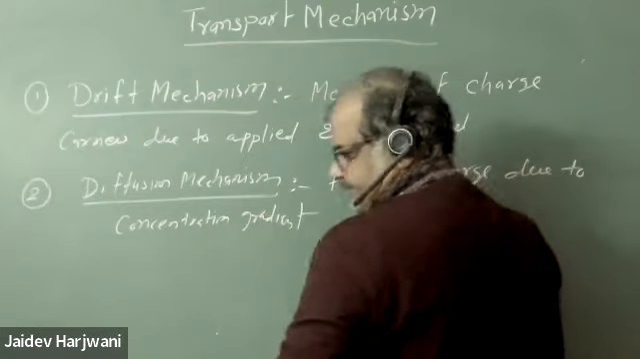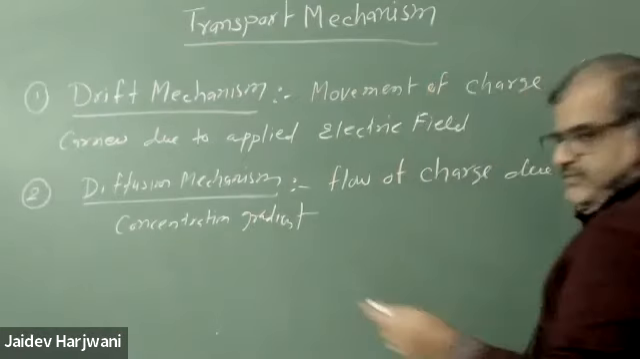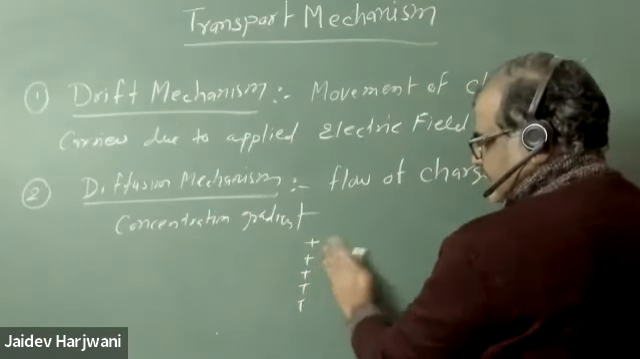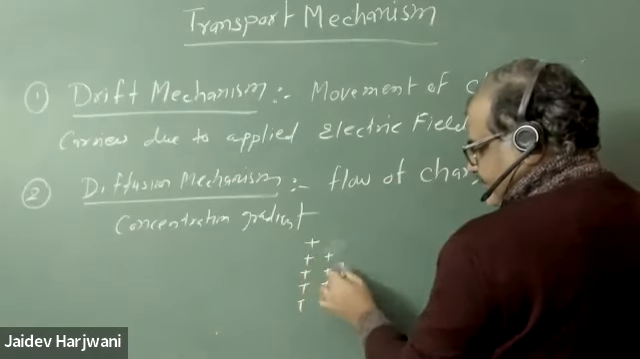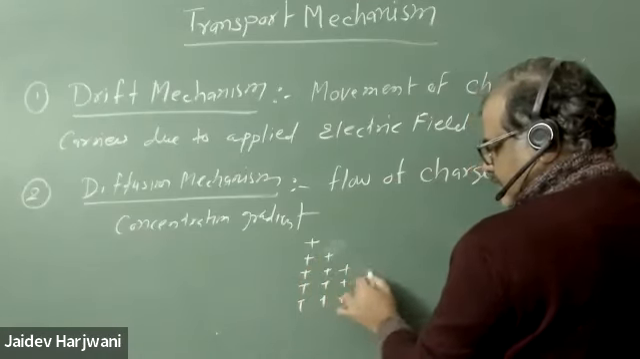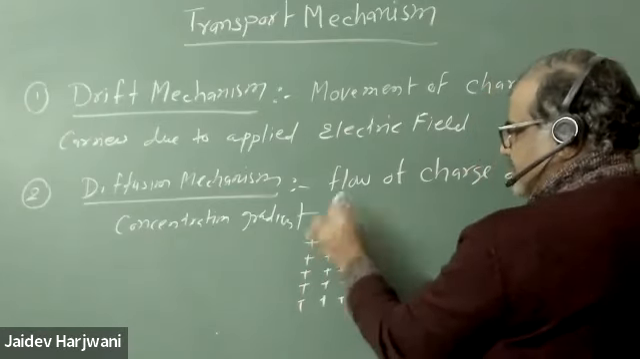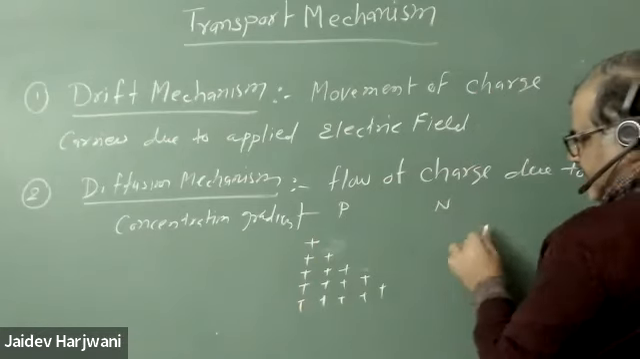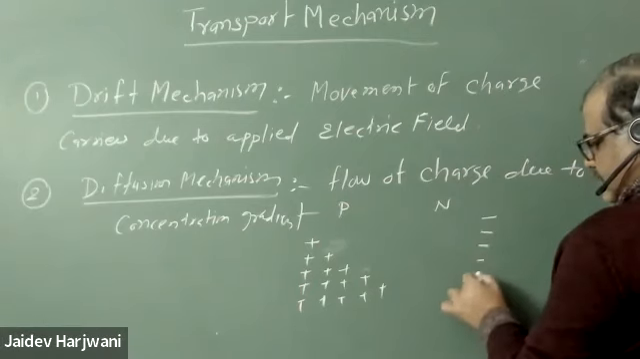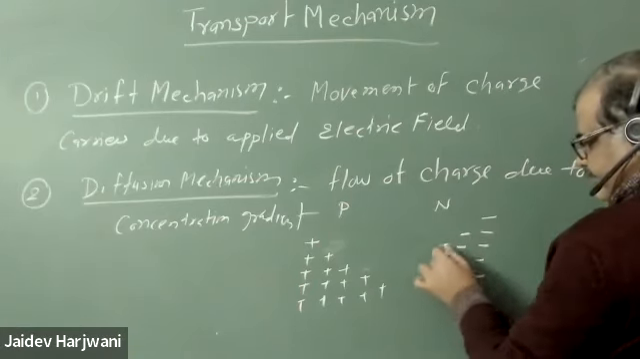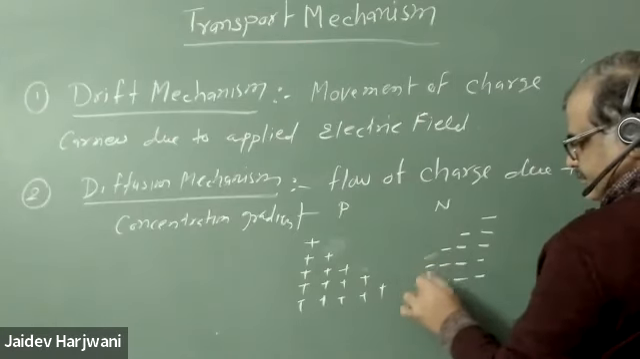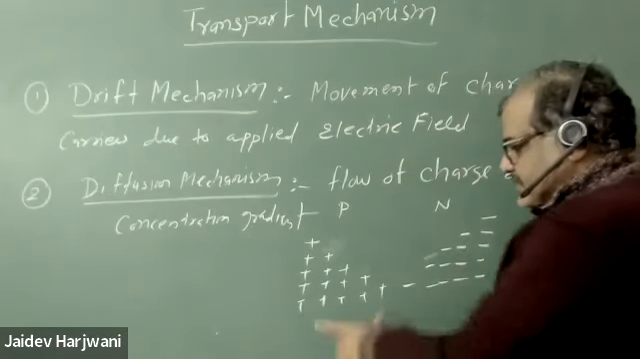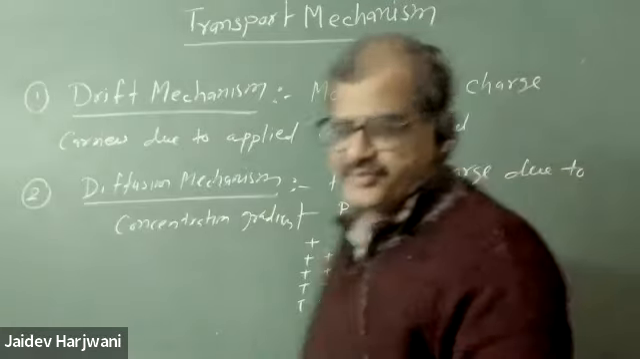Now for example, if I take a P type semiconductor, it has a large number of holes, so I am representing holes by plus. Suppose this is the P type semiconductor, and here you have some N type semiconductor which has a large number of electrons. Now whenever there is a charge gradient, these charges tend to diffuse.